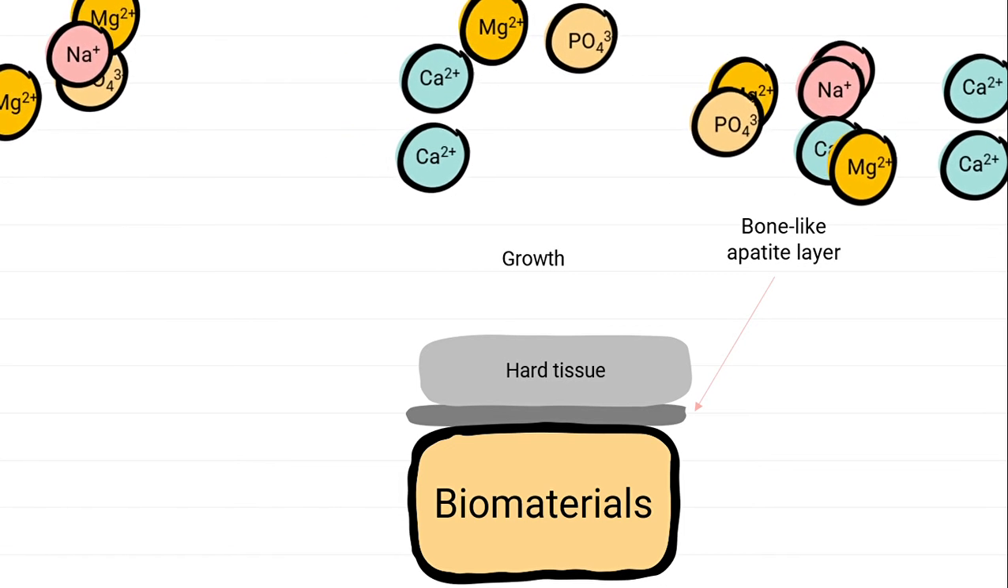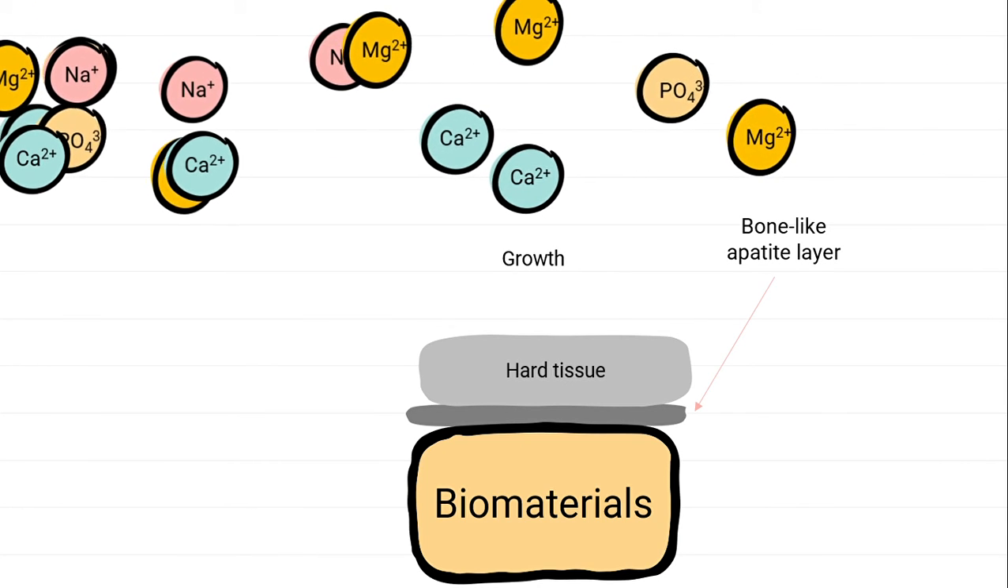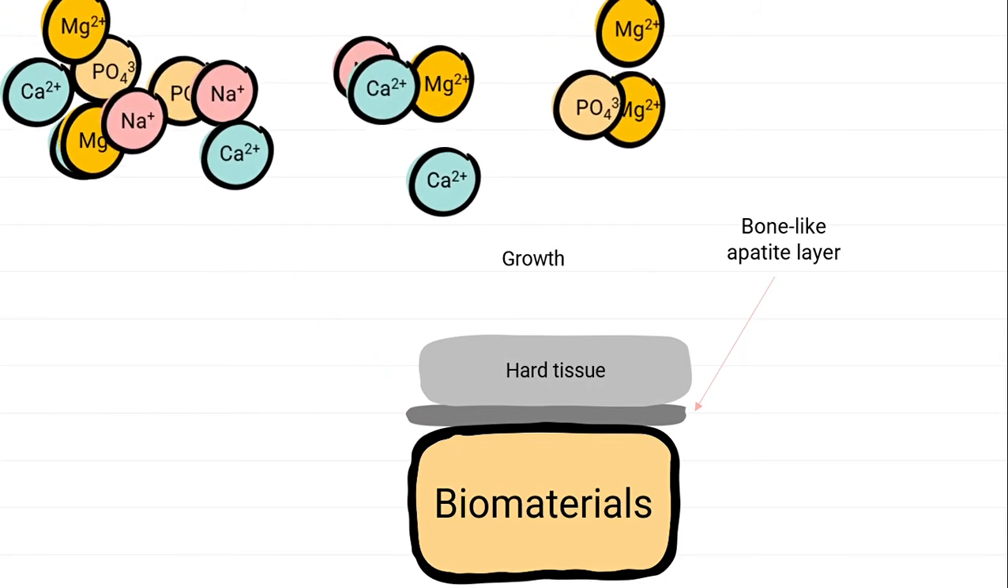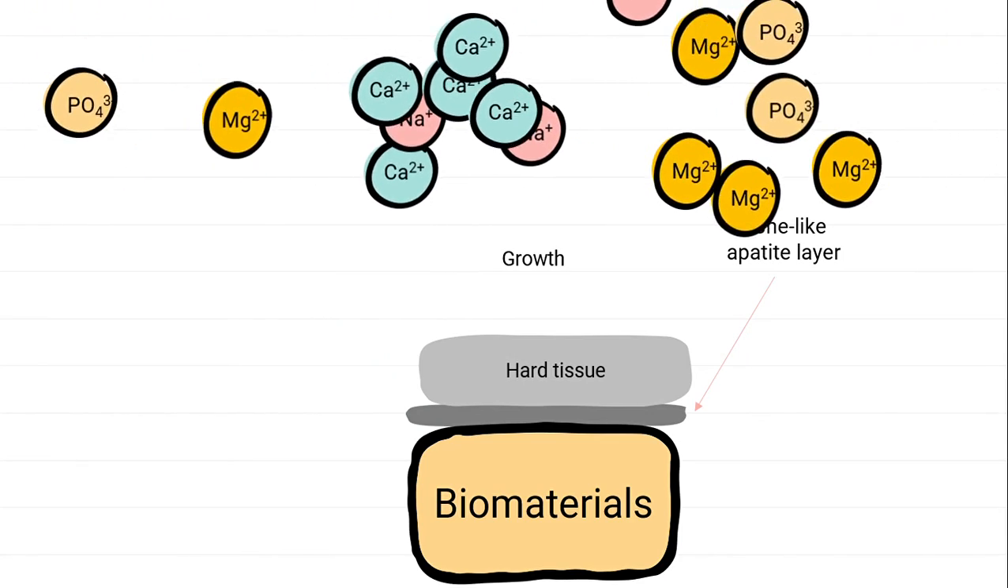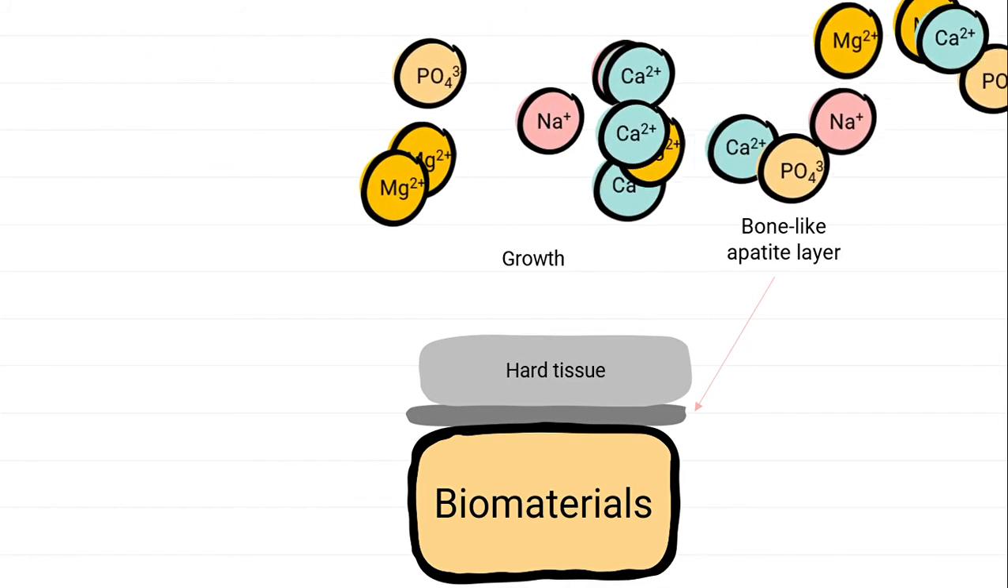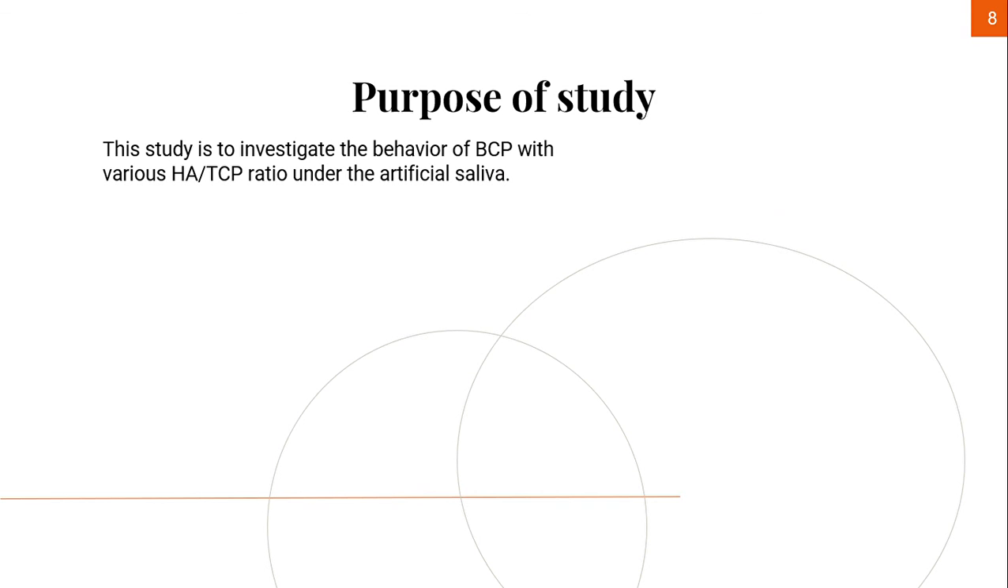In dentistry, artificial saliva is a good candidate for this study. However, this course is not focused on the hydroxyapatite-forming activity, but mainly on the reaction of BCP. Therefore, this pre-thesis is to investigate the behavior of BCP with the phase ratio of hydroxyapatite and tricalcium phosphate under the artificial saliva condition.